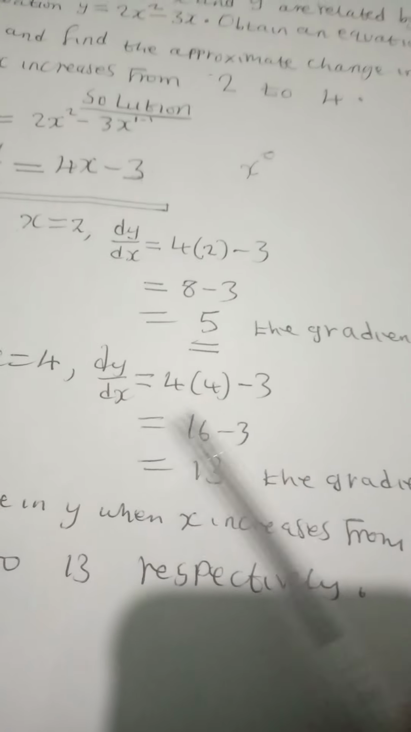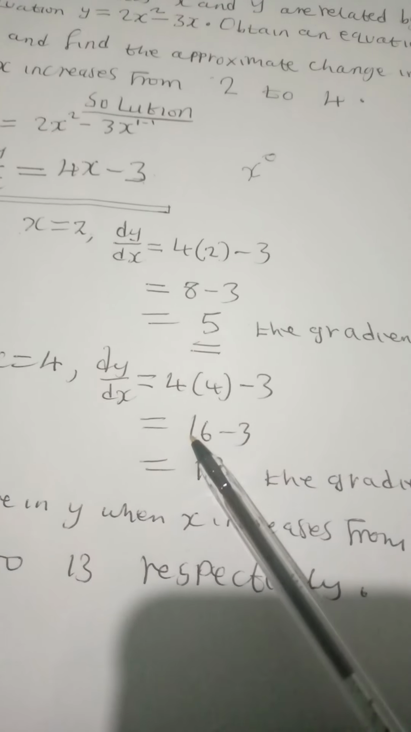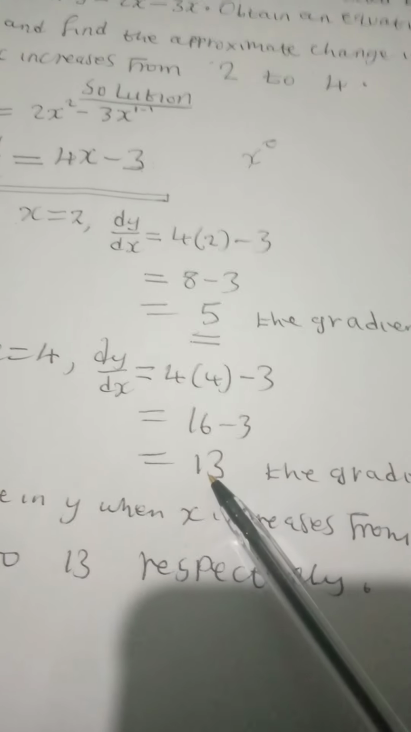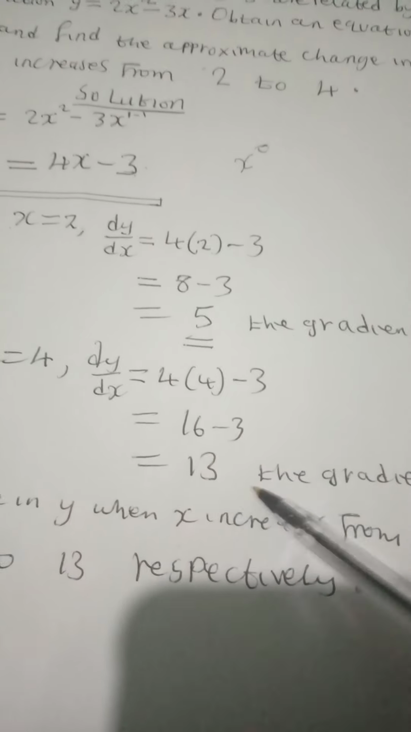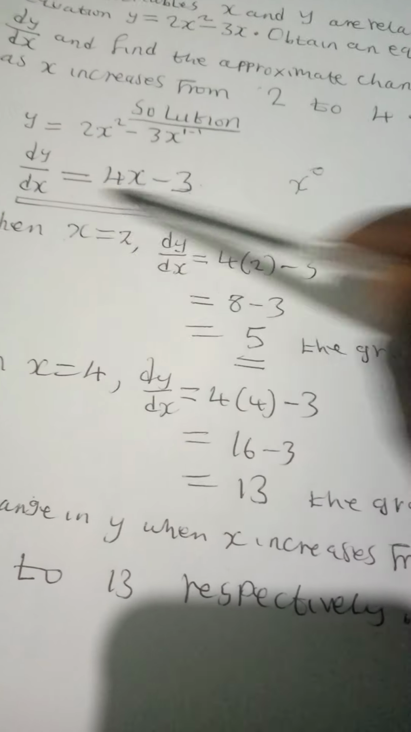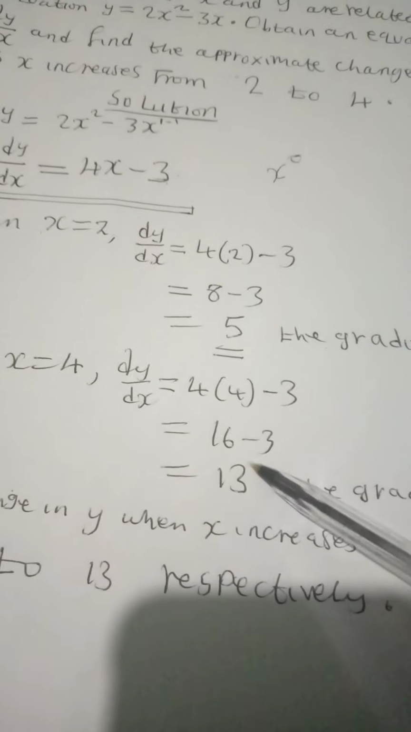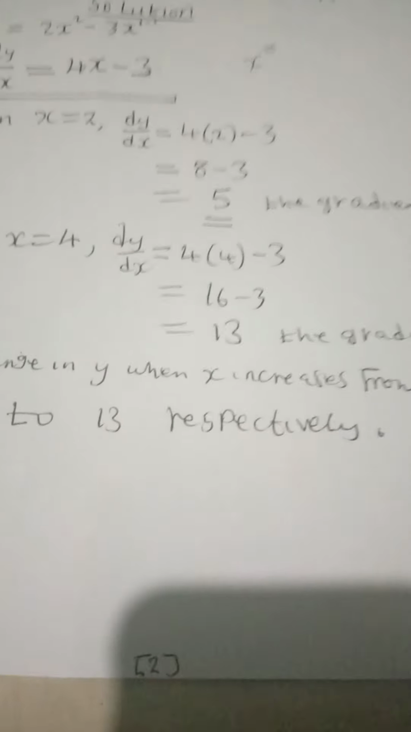Then the value of this dy dx when x is now 4 will be what? 4 times 4, 16. Then 16 minus 3, you get what? You get 13. See that? So this 13, the meaning of 13 here, it means this 13 is our gradient, because this dy dx is also called the gradient function. So this 13 is a gradient and 5 is a gradient. You see that? Then you come here now.